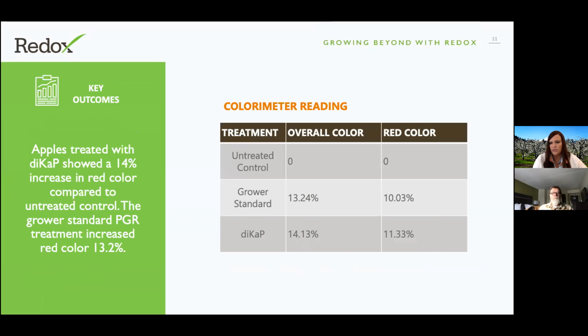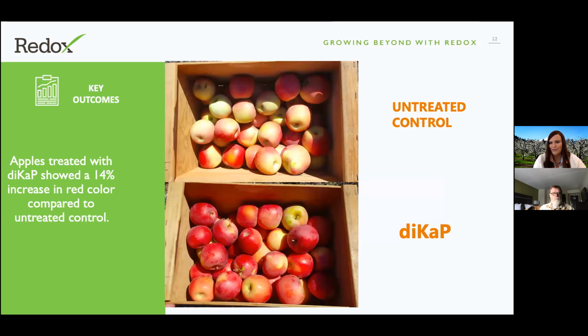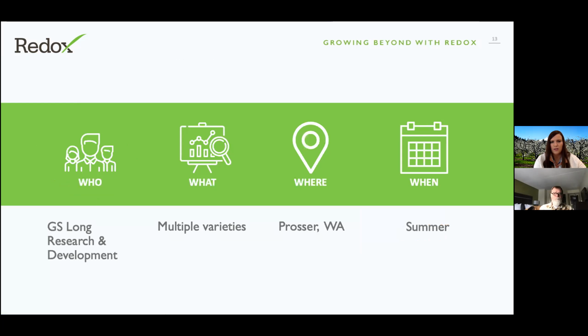You can see both the grower standard, that PGR, and DiCap increased both overall color and the depth of that red color. These measurements were taken with a handheld color meter. And then here's just a picture from that trial. You can see in the bottom crate, the DiCap treated had quite a bit more color than the untreated control. This is actually part of this grower's standard program, and he gets really excited to show me his pack outs. He's had the best pack outs these last few years than he's ever had on both his Galas and his Fujis with this product.